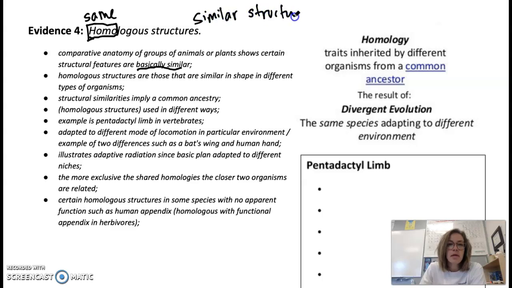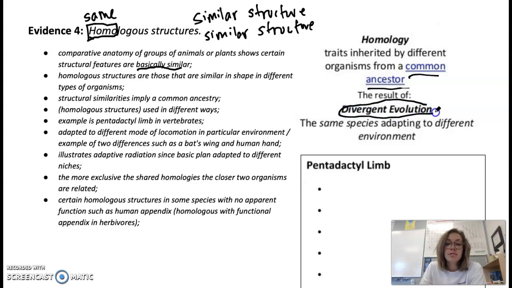And it's not same structure, same function, right? It's similar. And that's because they have been inherited by different organisms, but from a common ancestor. This is the result of what we call divergent evolution. I'll go into more detail on that in just a second. But this divergent is due to adaptation.